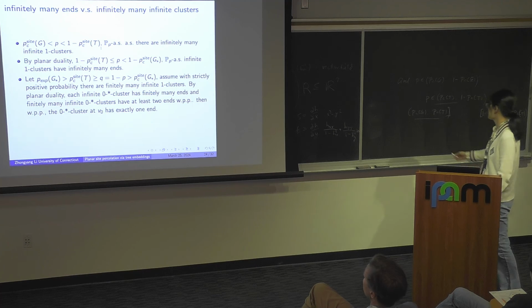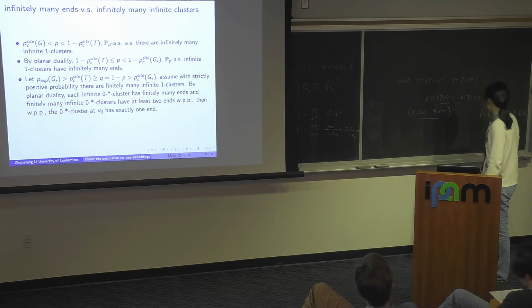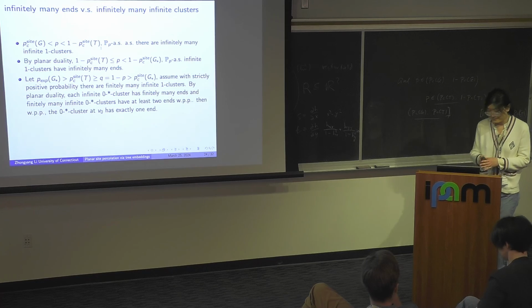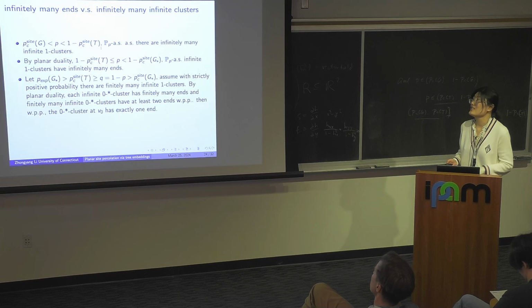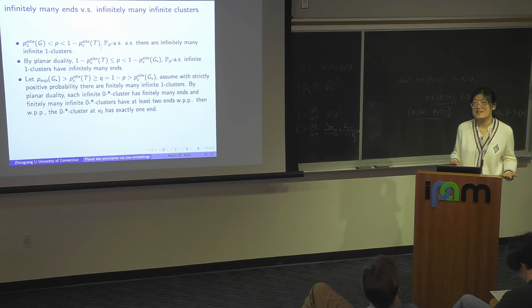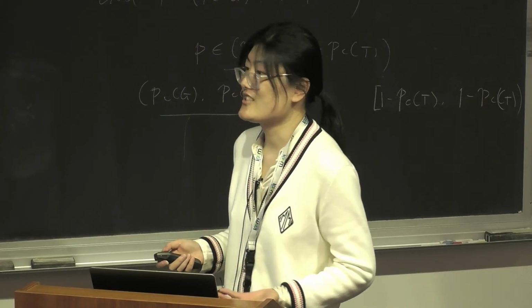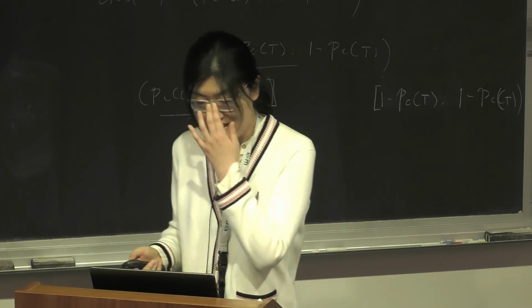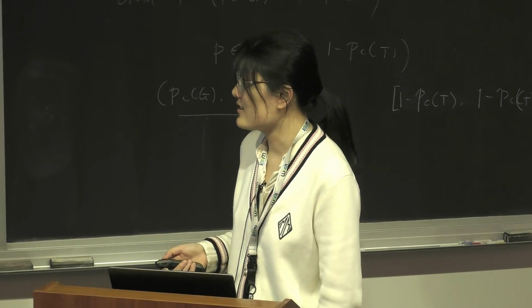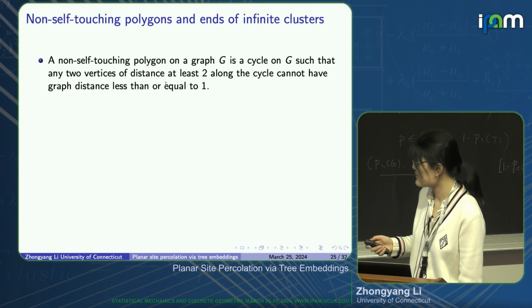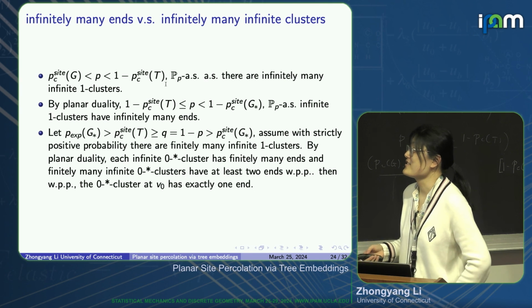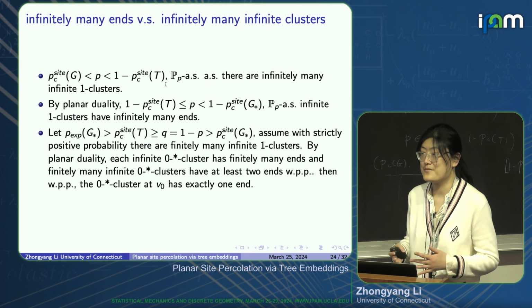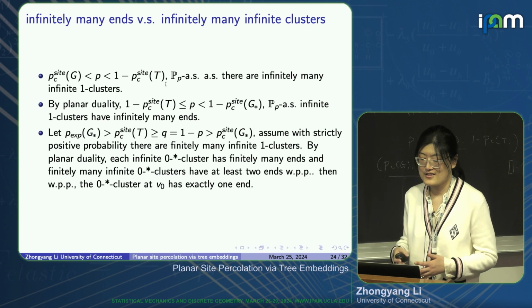We use planar duality because here there are infinitely many infinite one clusters. We can show here infinite one clusters have infinitely many ends. But that basically means that after removing a finite subgraph, the number of infinite clusters could be as many as we want, but this is still not exactly infinitely many infinite clusters. We need to split the infinitely many ends into infinitely many infinite clusters.